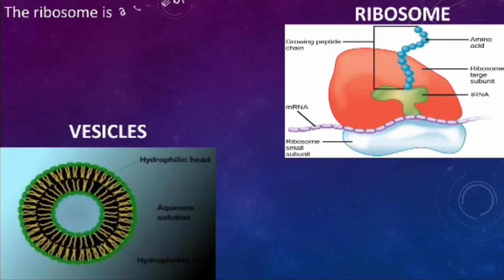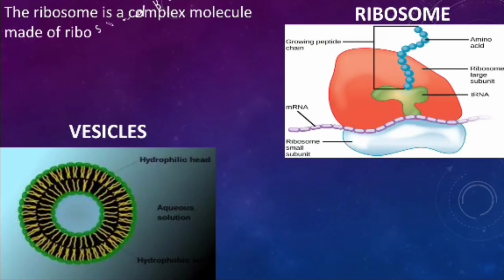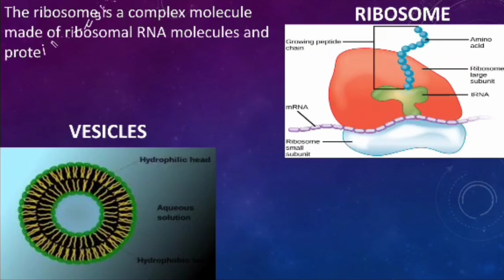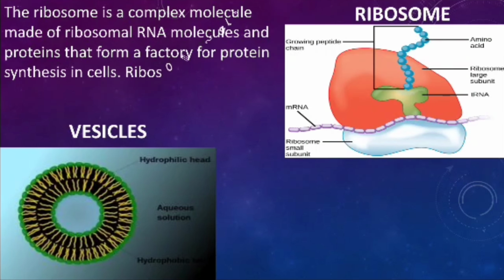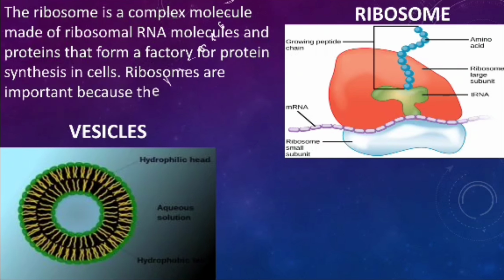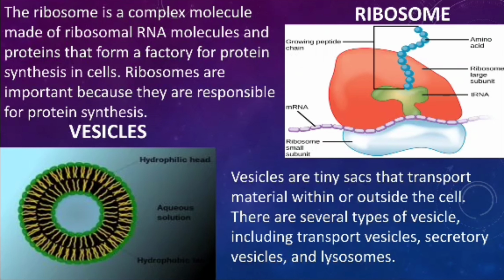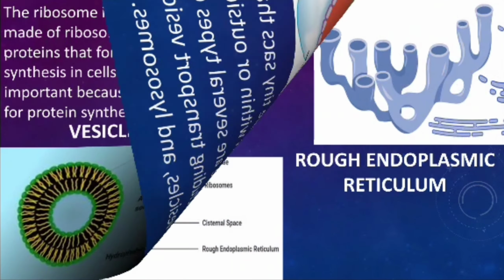Ribosome. The ribosome is a complex molecule made of ribosomal RNA molecules and proteins that form a factory for protein synthesis in cells. Ribosomes are important because they are responsible for protein synthesis. Vesicles. Vesicles are tiny sacs that transport material within or outside the cell. There are several types of vesicle, including transport vesicles, secretory vesicles, and lysosomes.